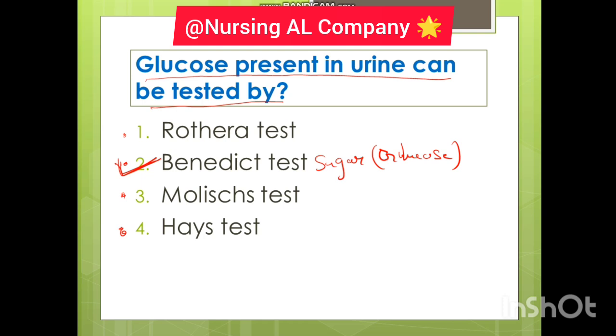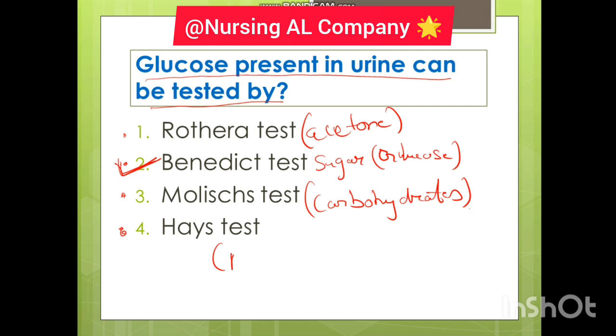Rothera test is used to find acetone, while Molish tests are used to find carbohydrates, and Hayes test is used to find the bile pigments. So if they ask for a sugar test or a glucose test, the right answer is the Benedict test. Okay. Next.